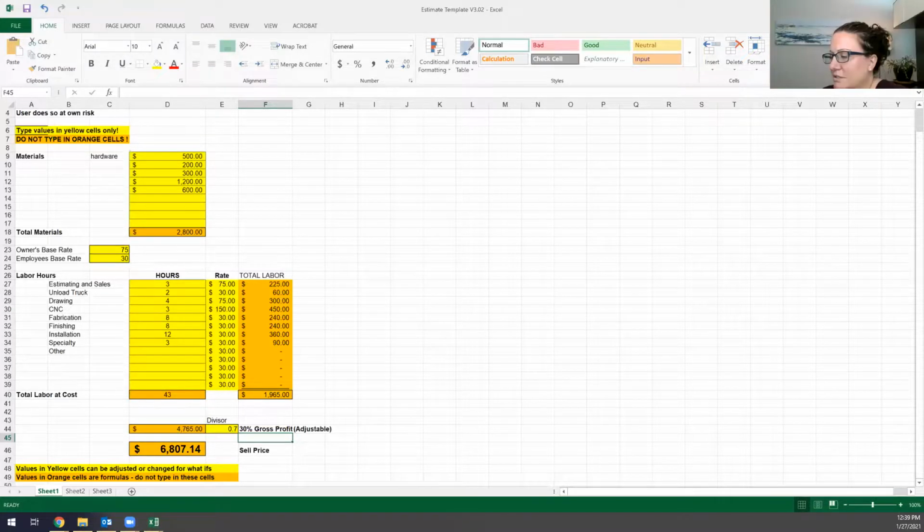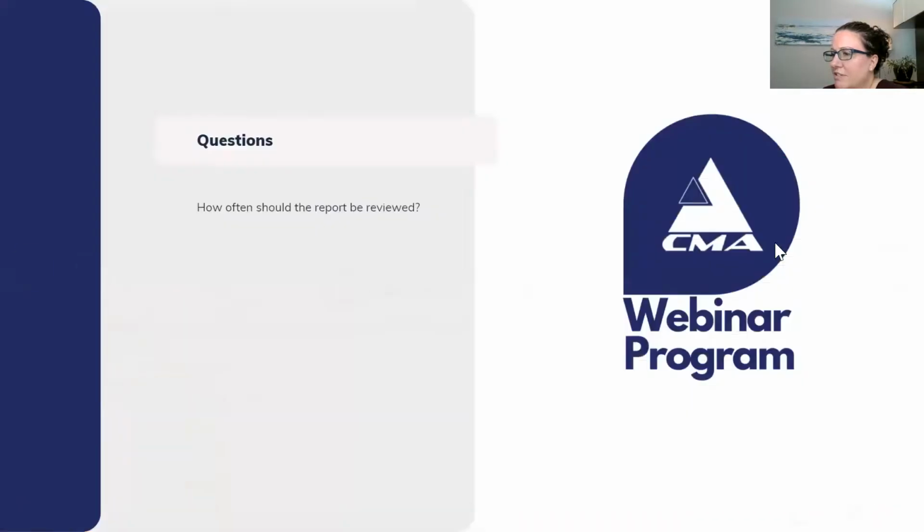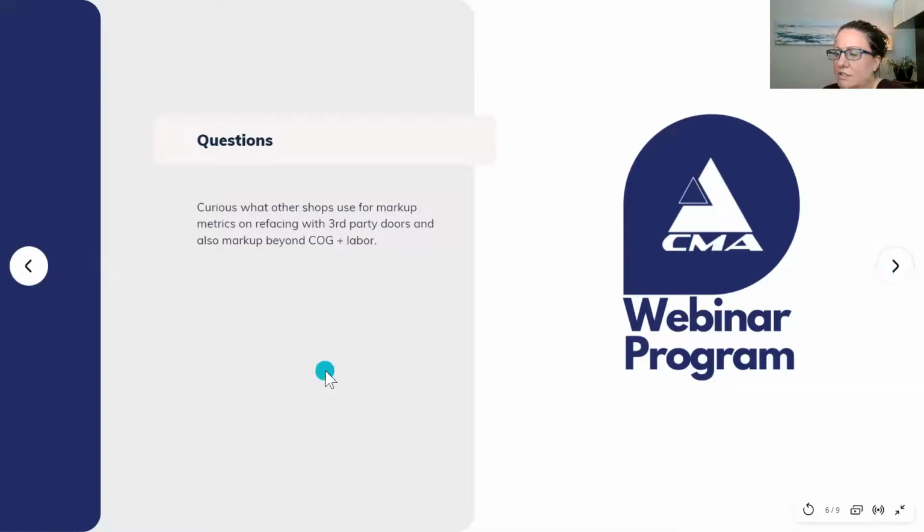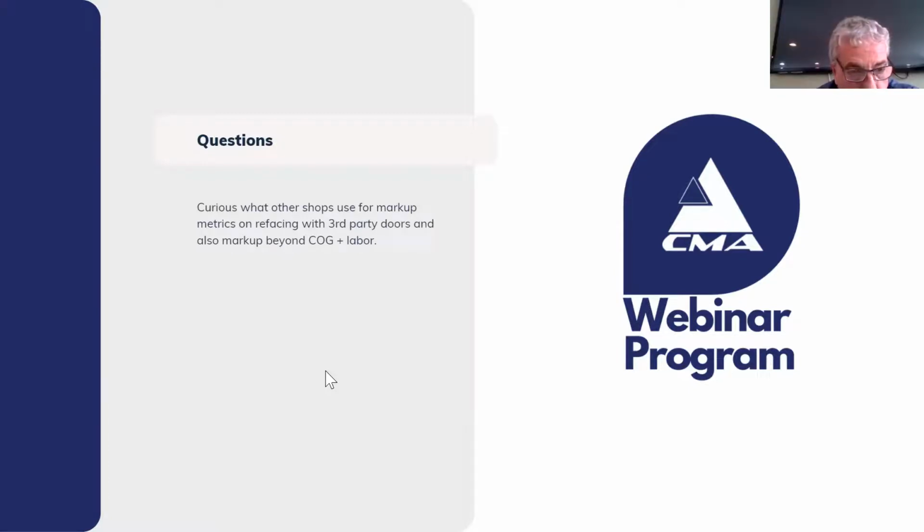Of course. Okay, we have a few other questions, so let's keep moving here. At least once a month, I guess, I'm looking at your numbers. Yeah, no, that's good, at least once a month, and then especially to change your markup. And this question is about the markup. They're curious what other shops use for markup metrics on refacing with third-party doors, and also the markup beyond cost of goods sold and labor.